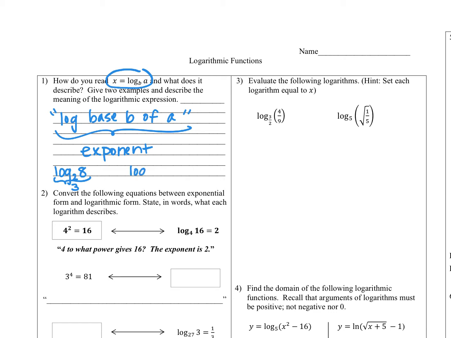If I have something like log base 5 of 25, again, that's saying 5 to what power makes 25, which answer is just 2. So log base 5 of 25 is really just another way to represent the number 2. And log base 2 of 8 is another way to say number 3.